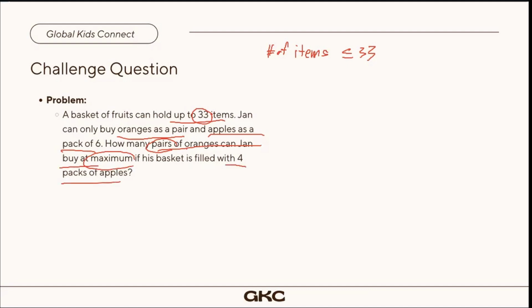And so we have to find the number of pairs that Jan can buy when she already has 4 packs of apples. If she has 4 packs of apples, because each pack of apples is 6, we can say that the total number of apples Jan has is 4 times 6, which is 24 apples.